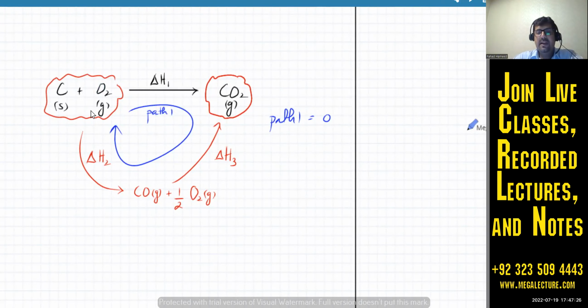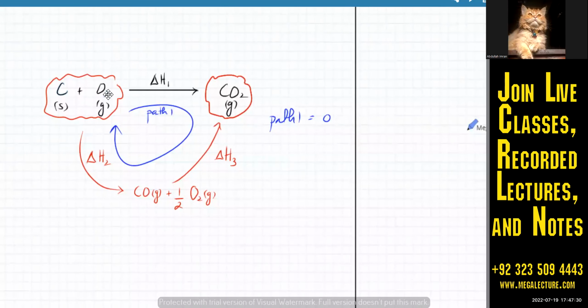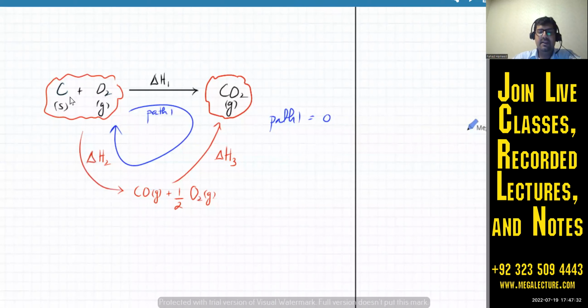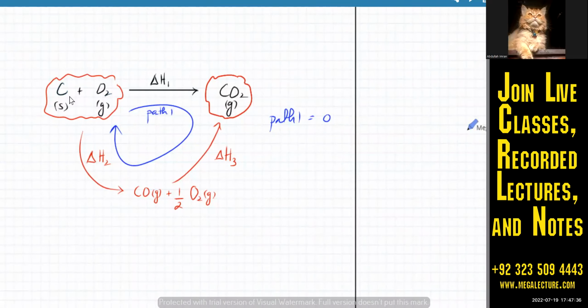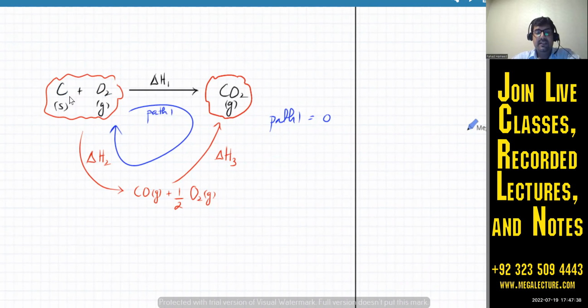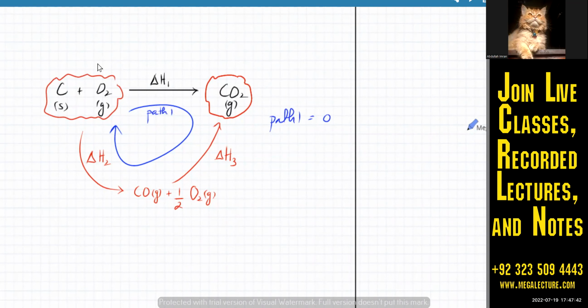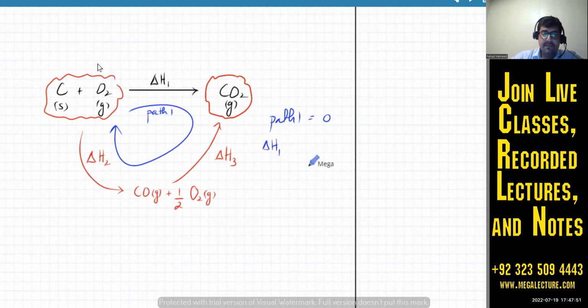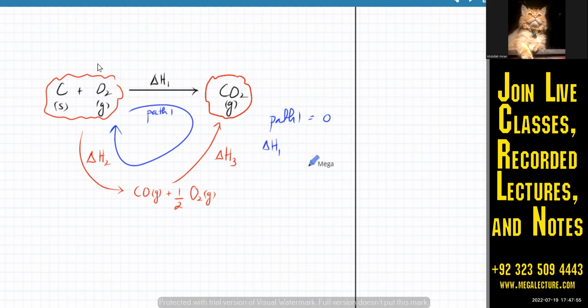Why? Because you overall did not do anything. You started with carbon and oxygen, you did everything, then you came back and you formed carbon and oxygen again. So what did you do? You didn't do anything actually. In total, you didn't do anything. So the enthalpy change of this entire path would be equal to 0. Is that clear? Yes, sir, because of delta H3 and delta H2 being minus, right? Because of the subtraction of the difference.